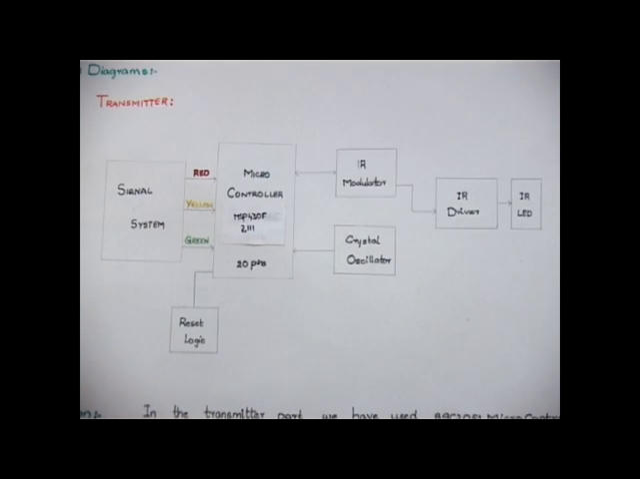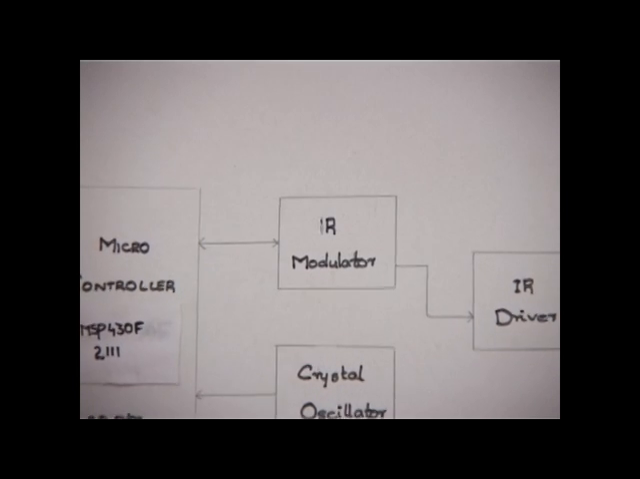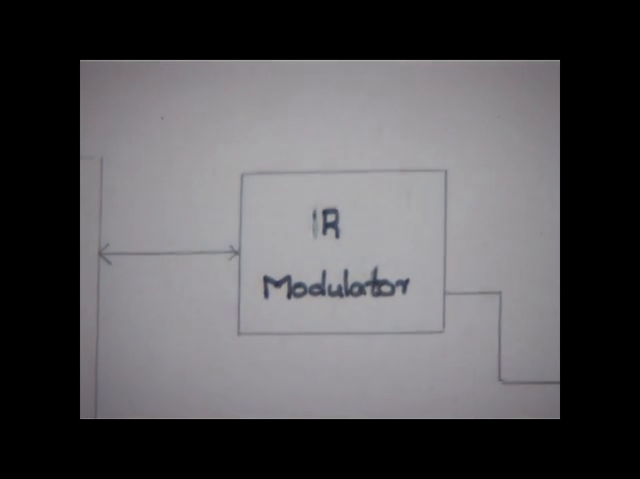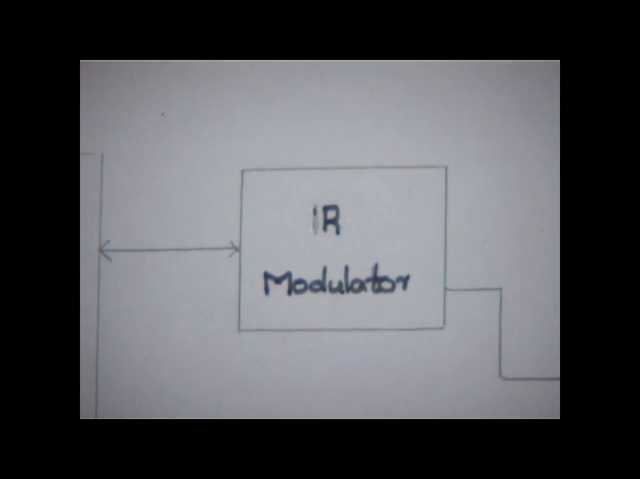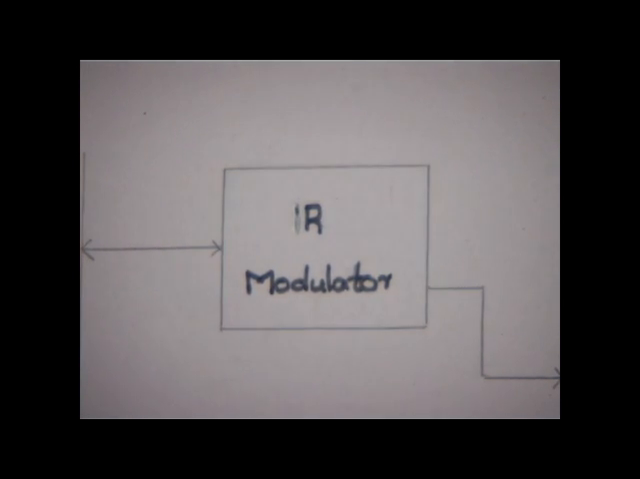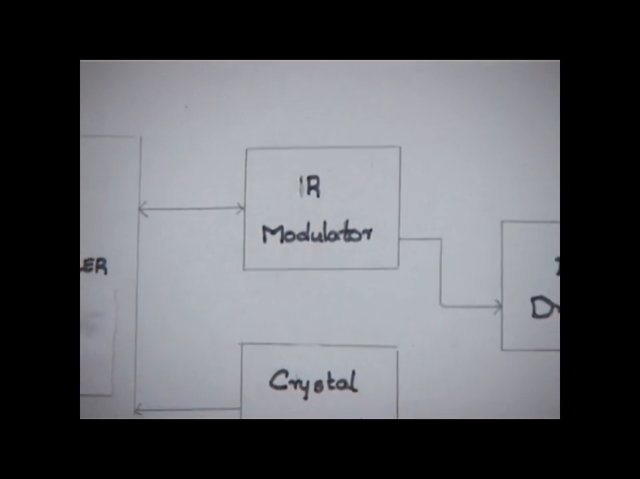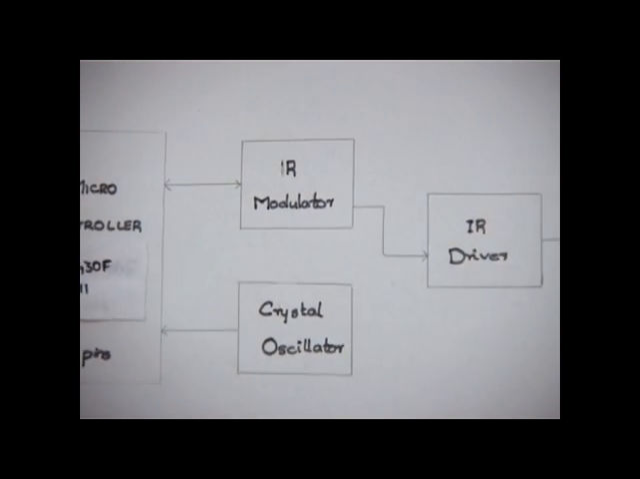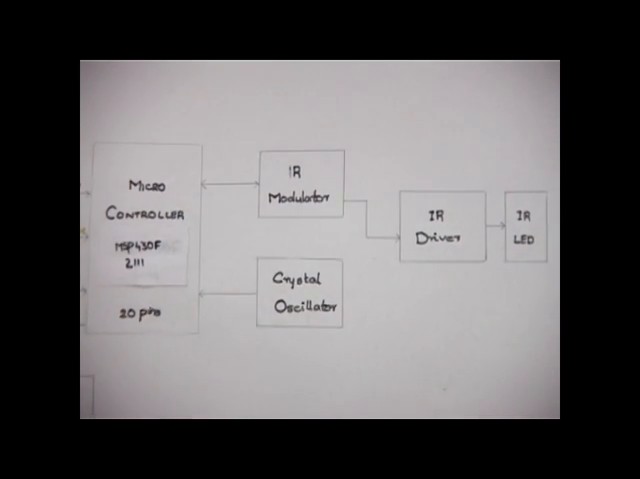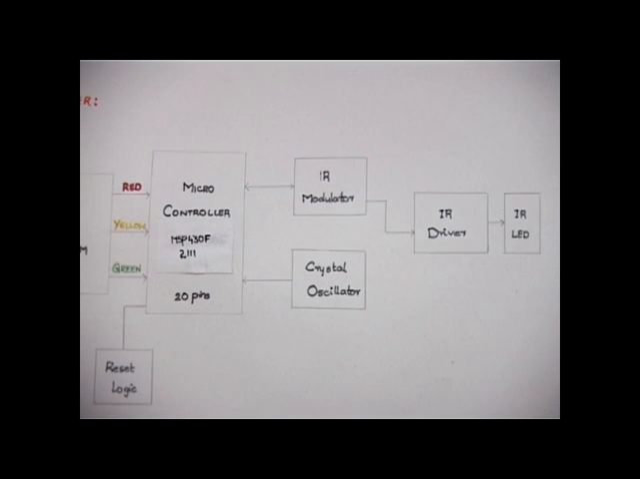The next block involved is the IR modulator. The IR modulator is an astable multivibrator which generates a 35 kHz frequency while receiving bit 0 at the transmitter pin of the microcontroller, and a 4.7 kHz frequency while receiving bit 1 at pin 4, the reset pin of the 555 timer. The data from the transmitter pin of the microcontroller is inverted with the help of a transistor.